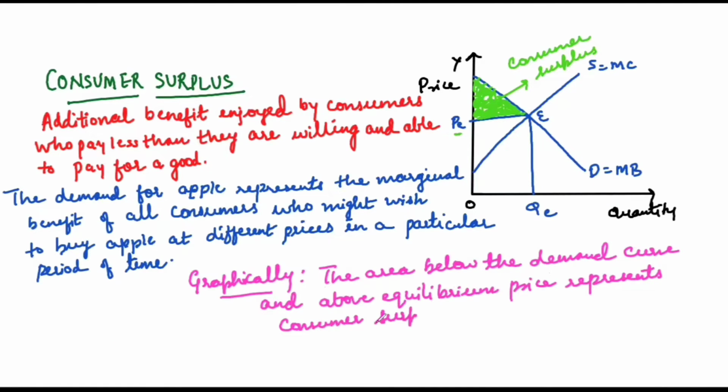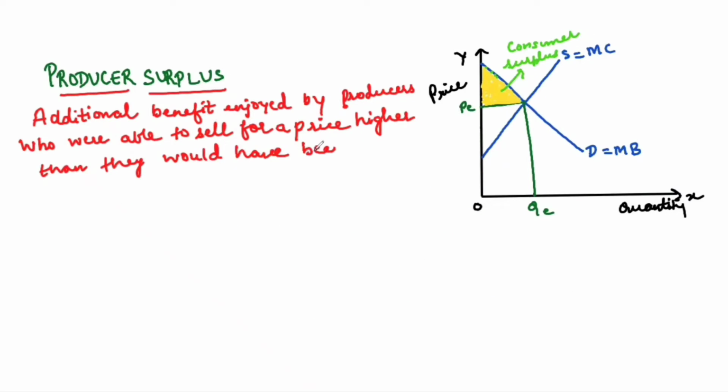Next, we'll move on to the concept of producer surplus. Producer surplus refers to the additional benefit enjoyed by producers who were able to sell for a price higher than they would have been willing to sell for.